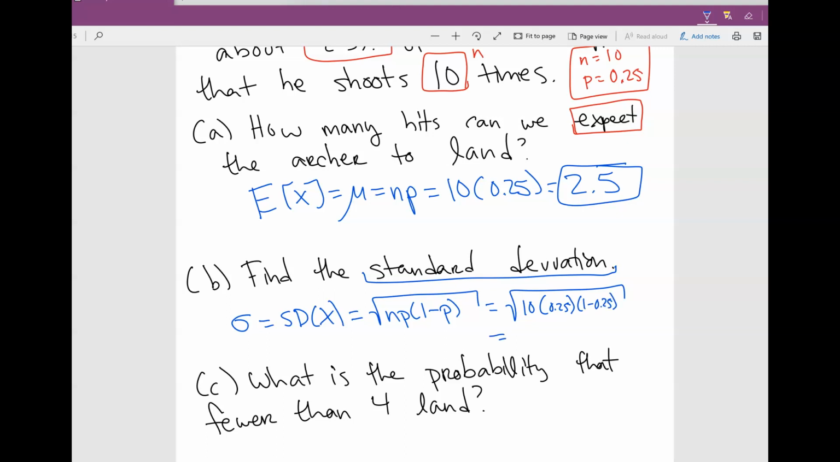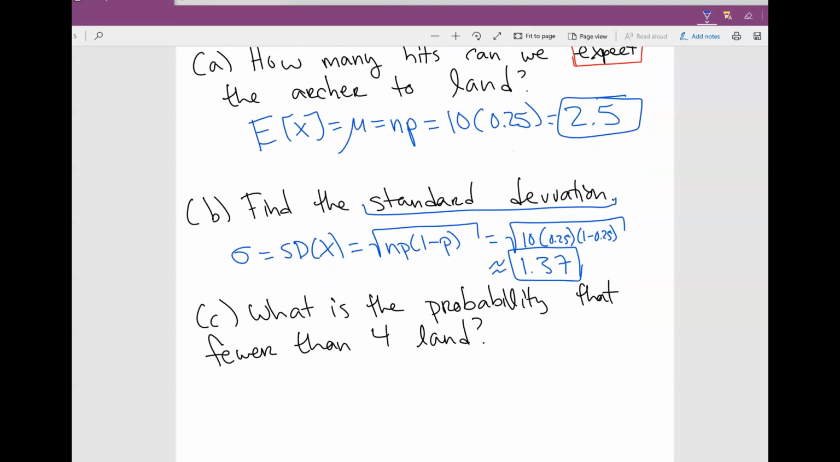Okay, so let's put that in our calculator. So we have the square root of 10 times 0.25, 1 minus 0.25. Okay, and what that's going to give me is about 1.37 if I round it to 2 decimal places. So let me put approximately here. So this is approximate. Okay, so this is a standard deviation.